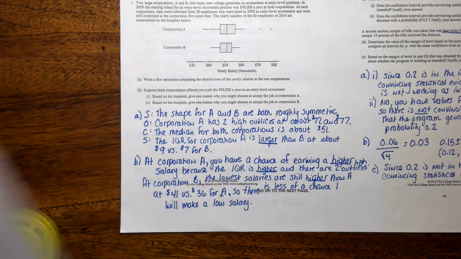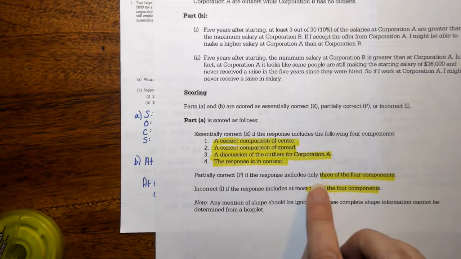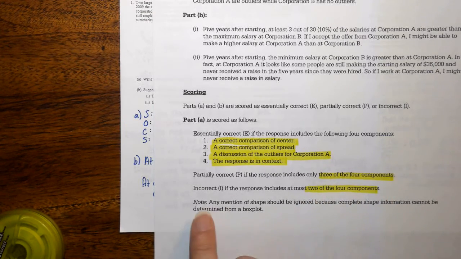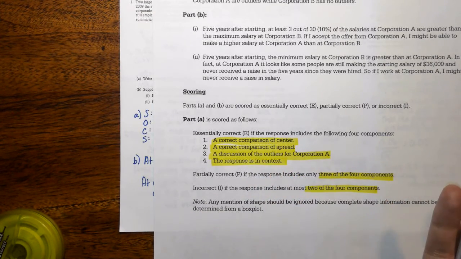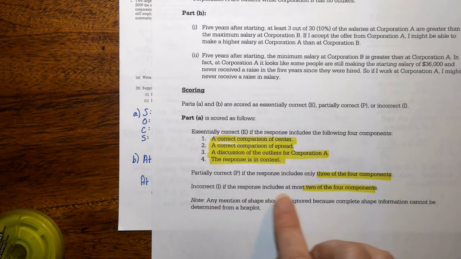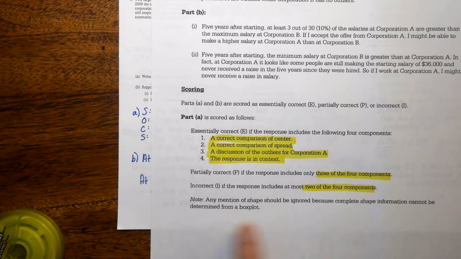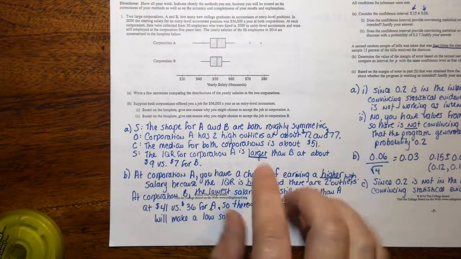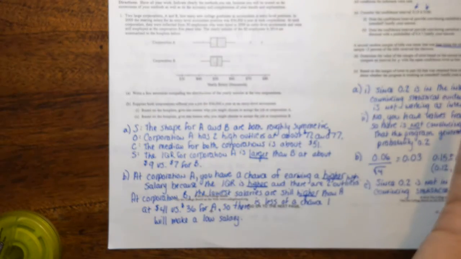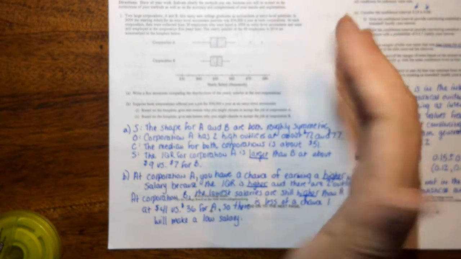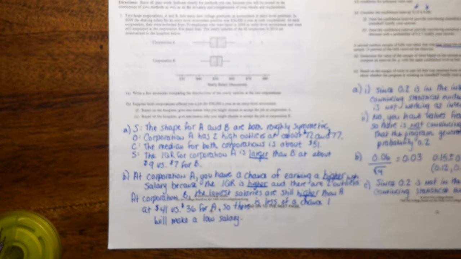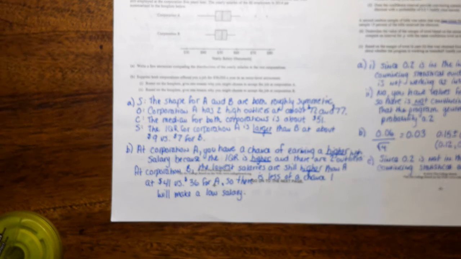Okay, you get a P for that if you include only 3 of the 4 components. So all of that stuff without context, let's say. And then an I if you only have 2 of the 4 components or less. And it says you don't have to worry about shape because you can't really get a good idea of shape from this. So there are people who would say this was skewed, there are people who would say it's symmetric. Both are kind of justifiable, so you do not have to worry about shape. They're not grading that.